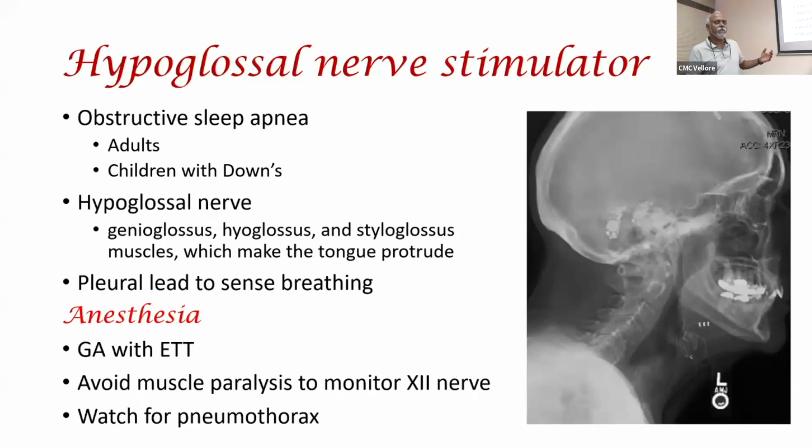Now, when they implant these things, obviously we give general anesthesia, but they want you not to paralyze them, so that when they stimulate, they can actually see the stimulation of the muscle. So they want the patient asleep, but not paralyzed. The other thing to watch out for is when they place the pleural lead, you may create a pneumothorax. So at the end, just be careful about that.